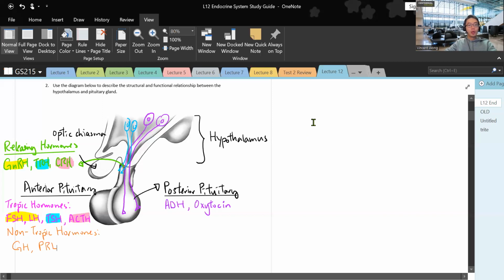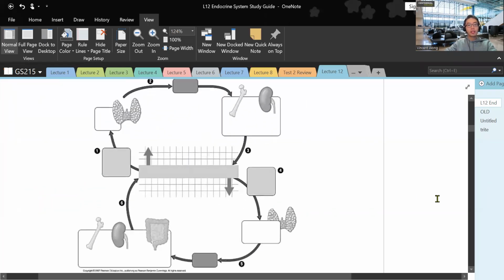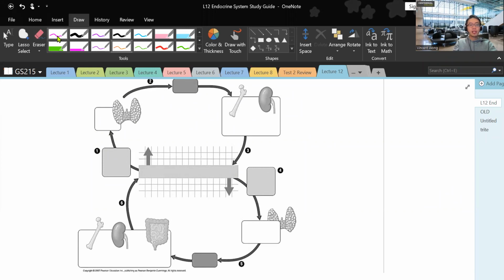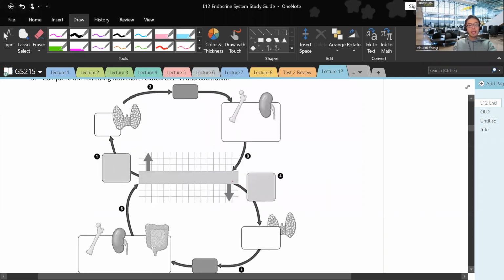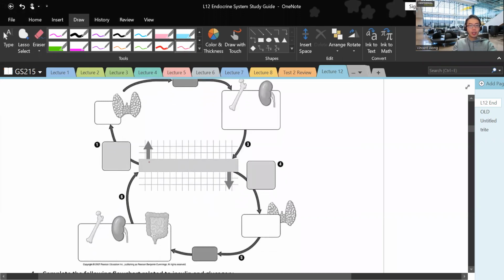All right. So next part here is just two diagrams that show the relationship between the antagonistic hormones that we were talking about. These diagrams are also in the PowerPoint, but we can certainly fill them in together. So this one is for PTH and calcitonin. So in the center, we will have normal blood calcium.